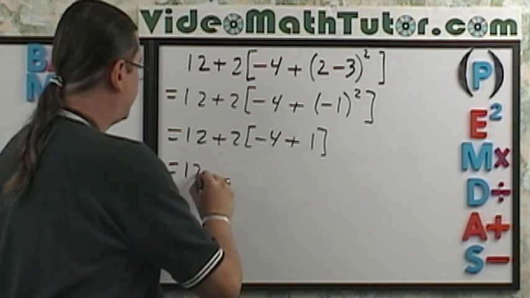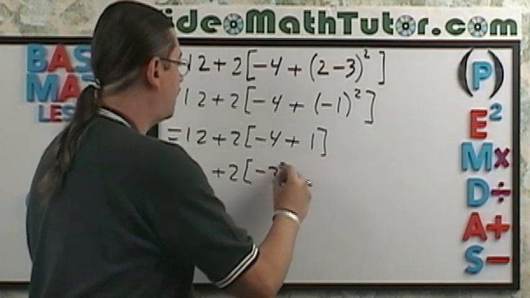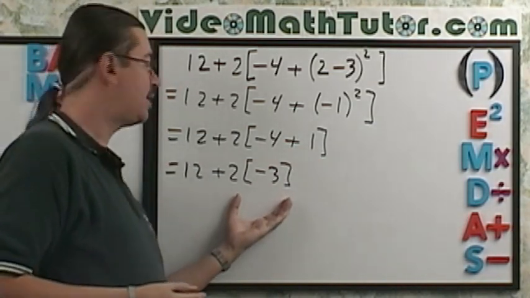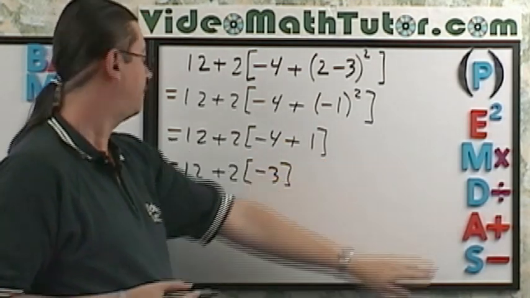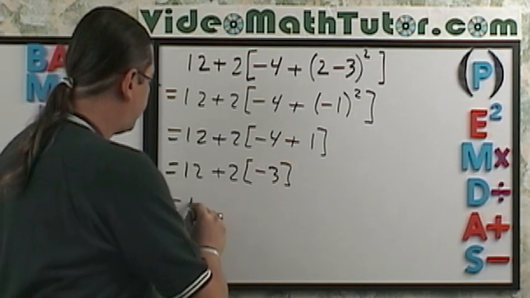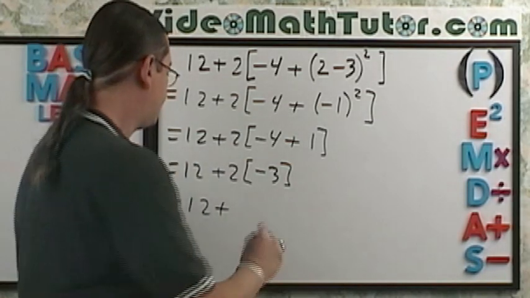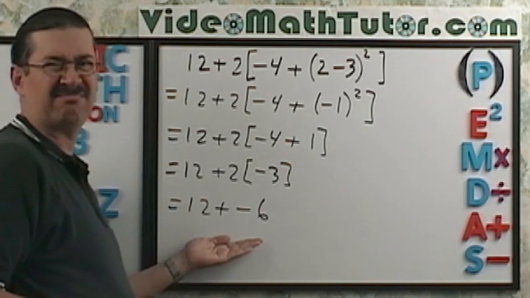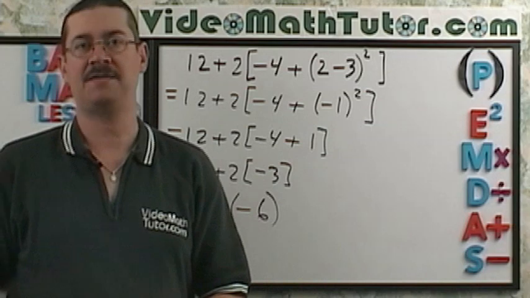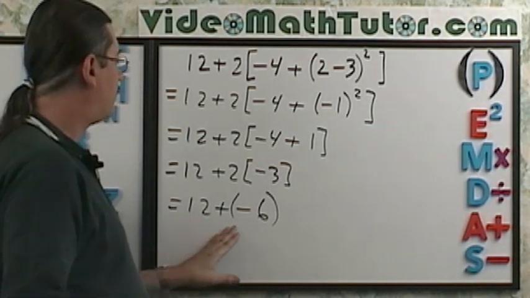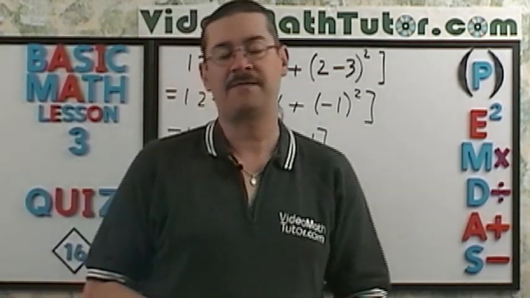Grouping symbols. -4 plus 1 is -3. Now this is implied multiplication. That's an addition. So multiplication has higher order precedence than addition. So that's done first. 2 times -3 is -6. Ugh. How can we make this nicer looking? For clarity, put that in parentheses. Now what's 12 plus a -6? Well, that's just going to be 6. That's our final answer.